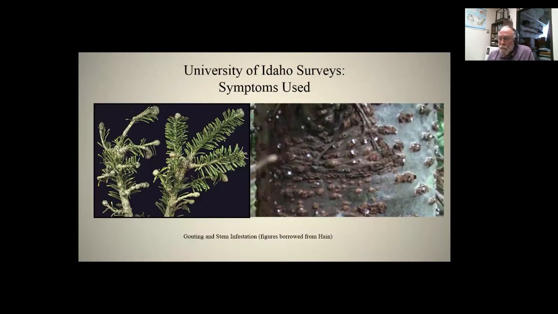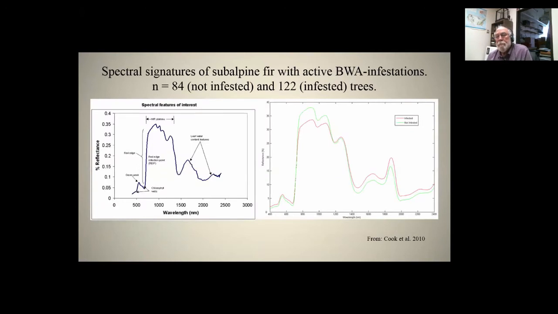Just a quick reminder, these are straight from Fred's slides of the adelgid and the gouting. These are the two symptoms that we use in our ground surveys of the stands. But we also use satellite imagery, and we think that in the West, where we have huge tracts of land that have to be surveyed on a relatively frequent basis, as aerial detection surveys mature, we're seeing more and more work being done using satellite imagery.